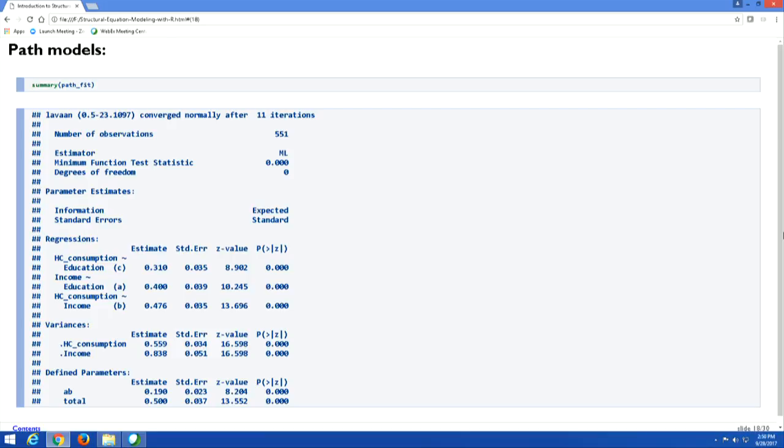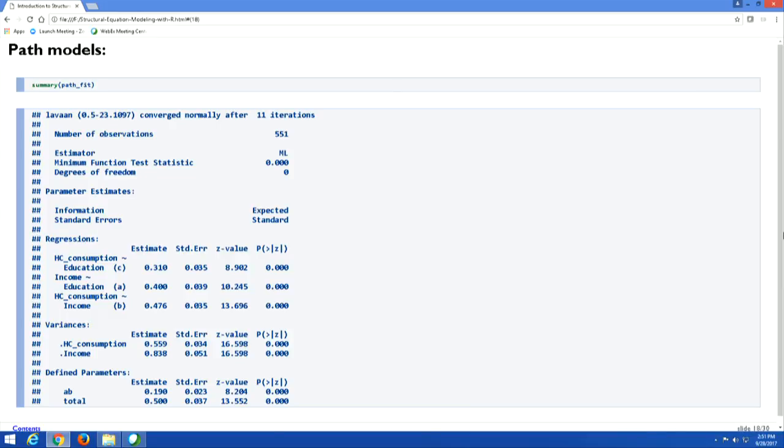So the relationship between healthcare consumption and education after controlling for income is 0.31. The regression of income on education is 0.4. I'm sorry, income on education is 0.4. Healthcare consumption on income is 0.476. These are in standard deviation units. And here you have the variances.